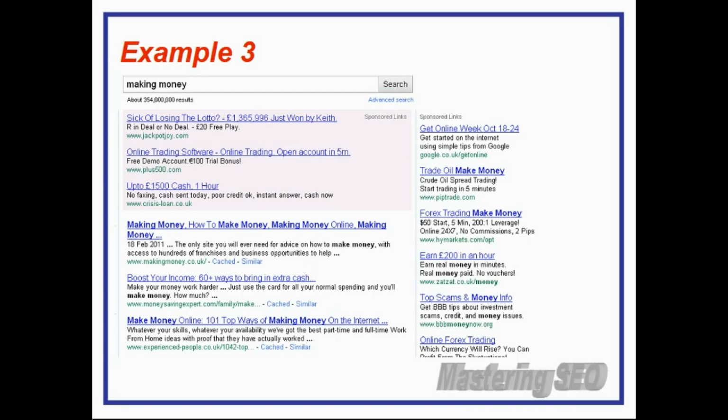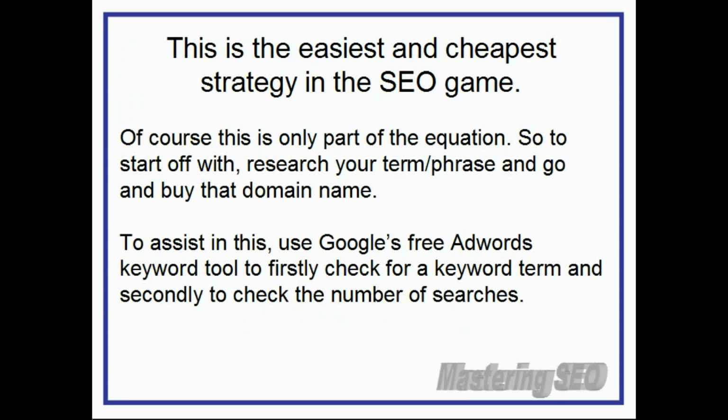So the secret is understand what keyword term that you're looking to have and promote it through, and then also have it as your domain name. This is the easiest and cheapest strategy in the SEO game. So the first thing is to find your keyword, term or phrase, and then buy it as a domain name.